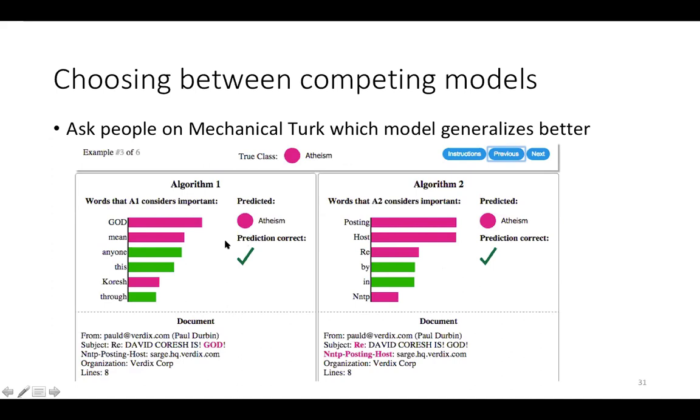Now, for algorithm one, the words that are found important by the algorithm are ordered as histograms here. The pink bars make your confidence higher for atheism, whereas green bars make your confidence higher for Christianity. This is that same newsgroup data that the authors were experimenting with earlier. So now, given these two algorithms and their explanations, the Turkers were asked which explanation they found more logical and accordingly choose that algorithm.